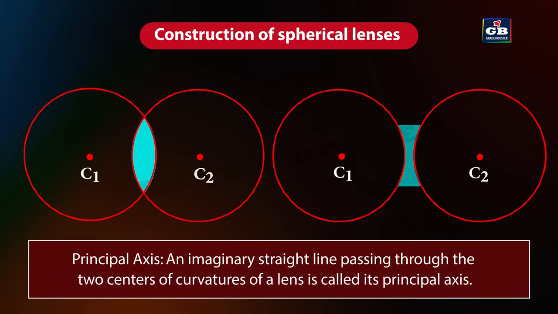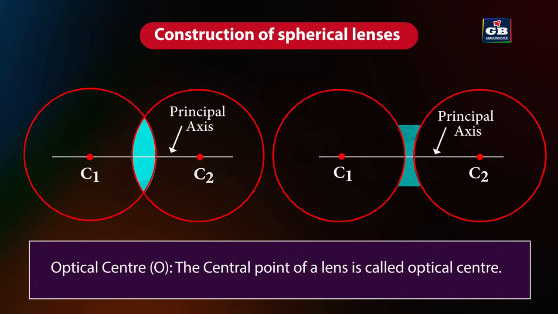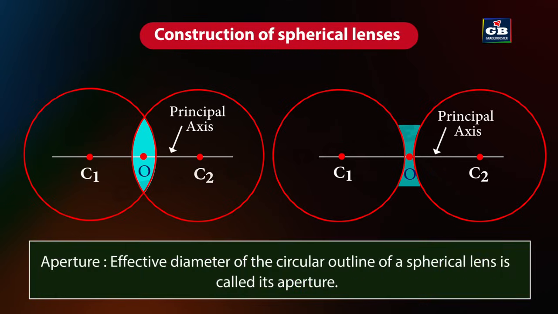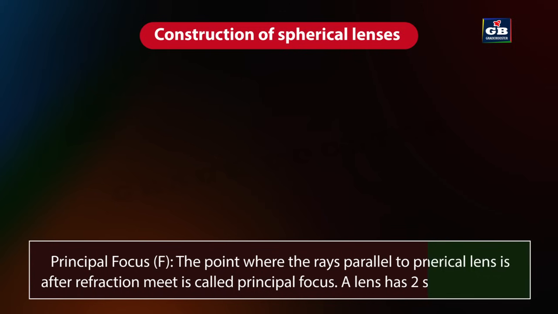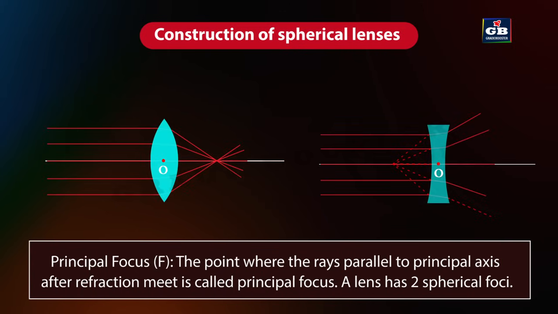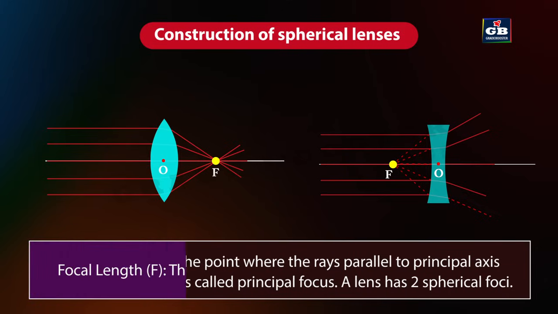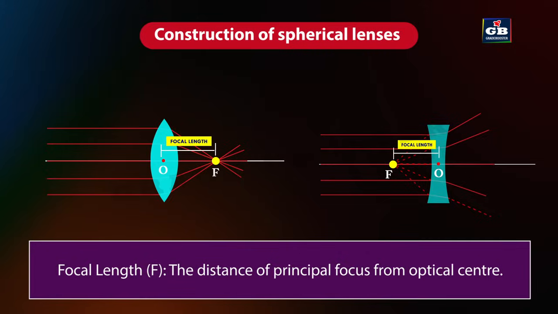Principal axis. An imaginary straight line passing through the two centers of curvature of a lens is called its principal axis. Optical center O. The central point of a lens is called optical center. Aperture. The effective diameter of the circular outline of a spherical lens is called its aperture. Principal focus F. The point where the rays parallel to the principal axis meet after refraction is called principal focus. A lens has two principal foci. Focal length f. The distance of principal focus from optical center.